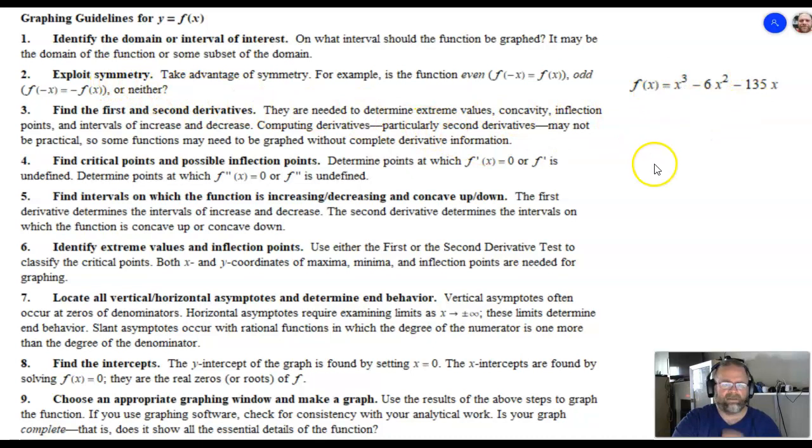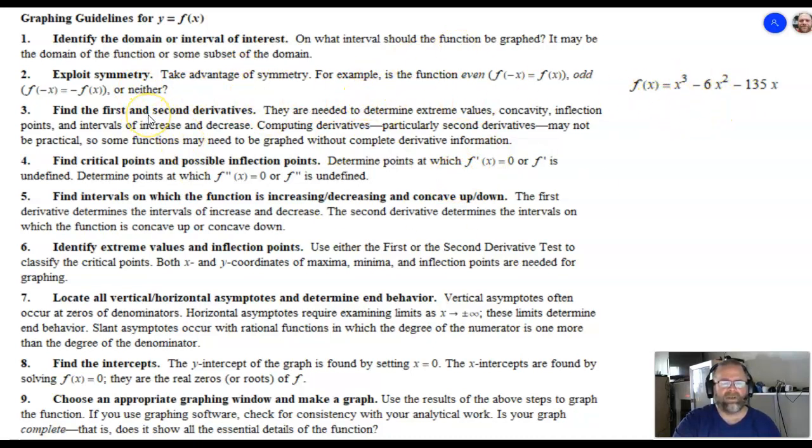All right, next thing it says is exploit symmetry. Take advantage of symmetry, for example, if the function is even, or if the function is odd, or if it's neither. Well, I can tell you right now that this one is neither even nor odd, because it's a polynomial with both odd degrees and even degrees, and I just know from experience that means that it's neither even nor odd. If it were even, then it would be reflective across the y-axis. And if it were odd, it would be reflective across the origin. So we can use that to help us graph it later. But it's neither, so this is not really going to help us here.